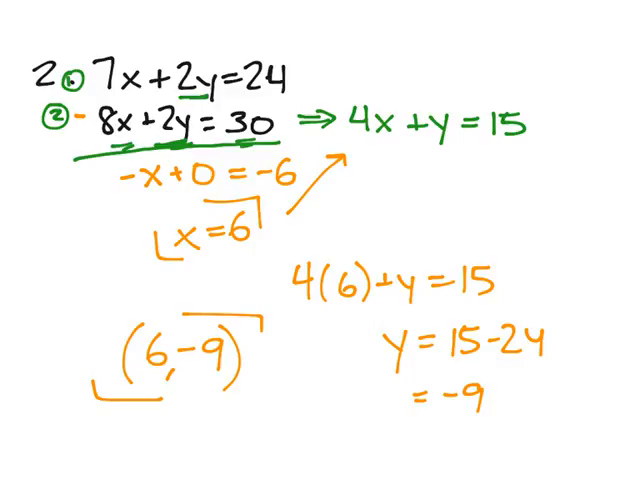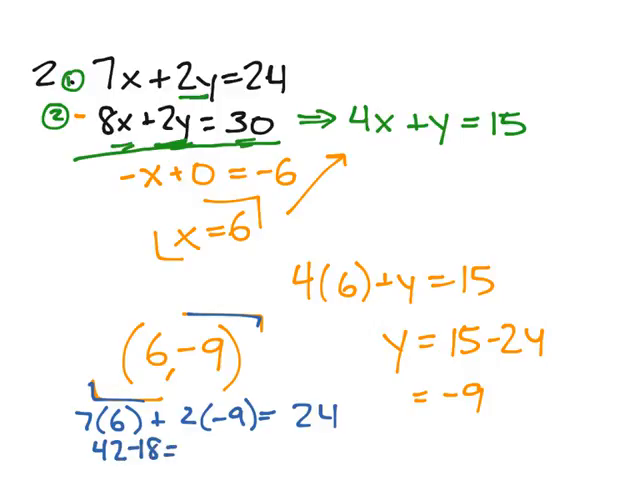A good thing to do while solving systems of equations is plugging your answer back into another one of the equations, just to double check that it's right. So if we plug this into equation 1, we would have 7 times 6 plus 2 times minus 9 is equal to 24. That's 42 minus 18, which is equal to 24, which it should be equal to. So we're good. Our third problem.